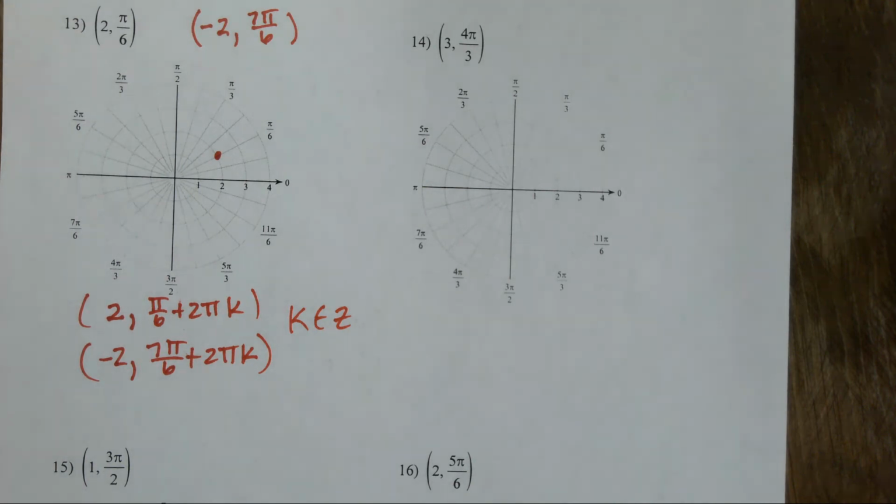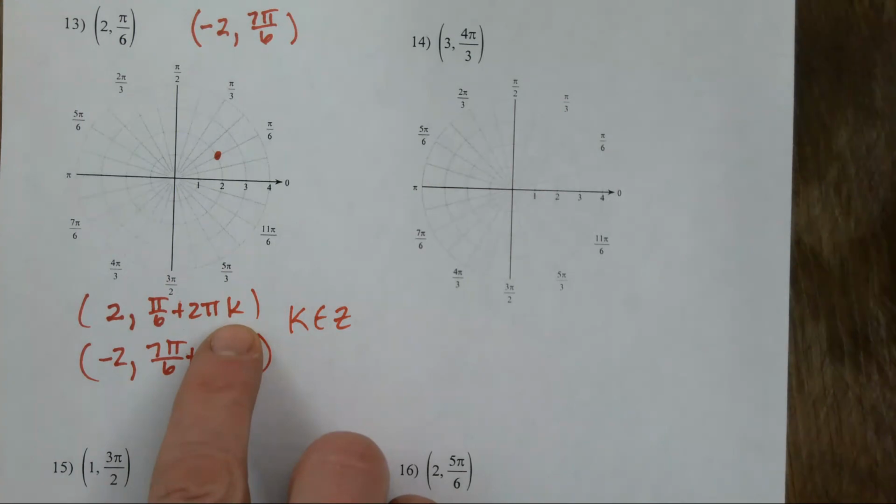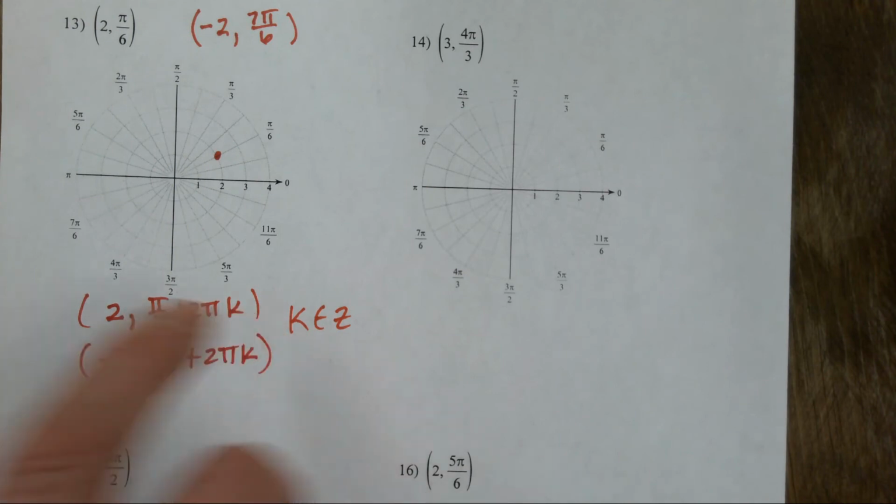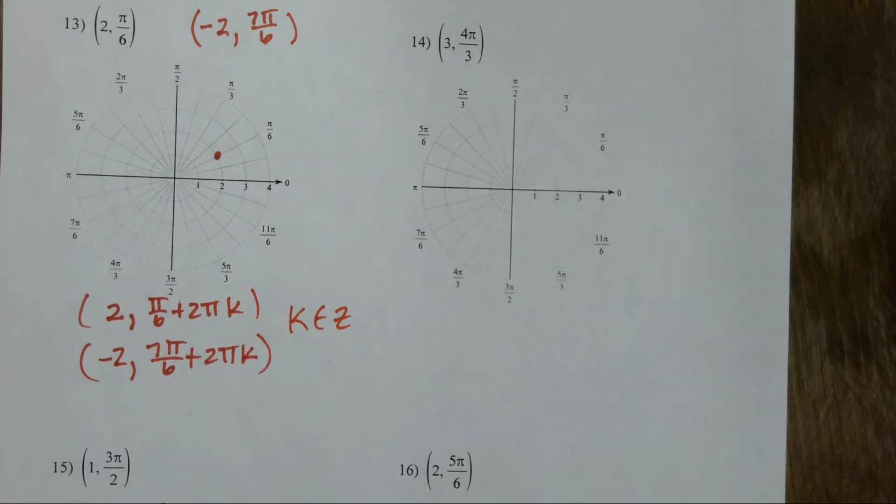Because integers are positive and negative numbers. So adding 2 pi k, if k is negative 1, would be subtracting 2 pi. If k is negative 2, it would be subtracting 4 pi. So it'll cover all. That's why we use integers as that value. And that's a very good question to ask.